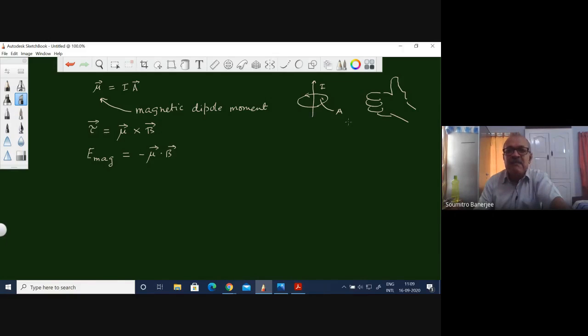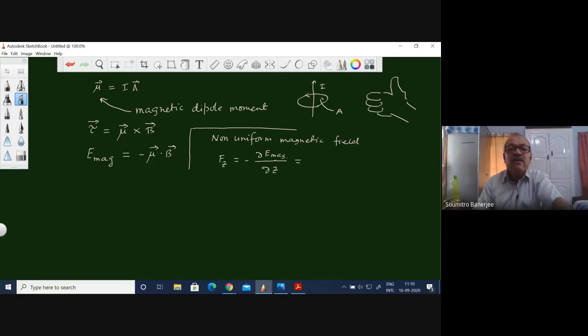But if such a tiny magnet is placed in a non-uniform magnetic field, then it will feel a force. Suppose I am talking about the force in the z direction. The force in the z direction will be, as with the behavior of all potentials, the negative gradient of the potential in that direction. So it is minus the derivative of E mag with respect to z.